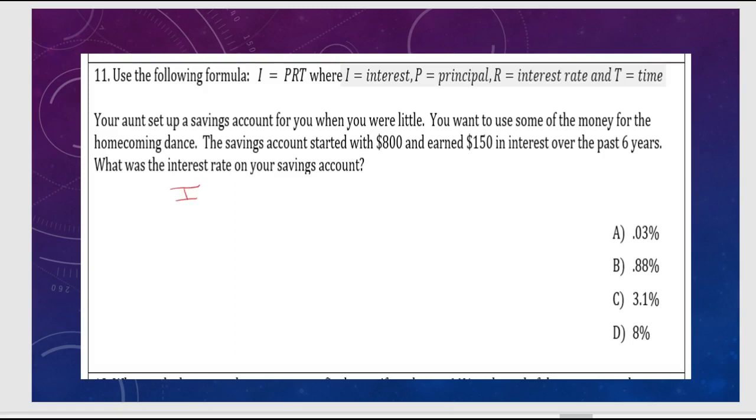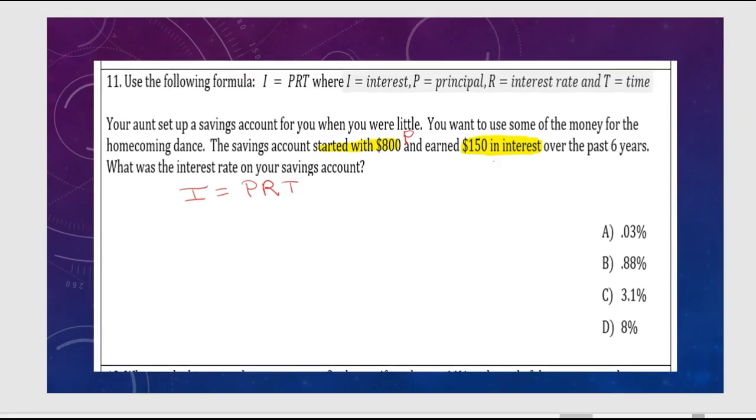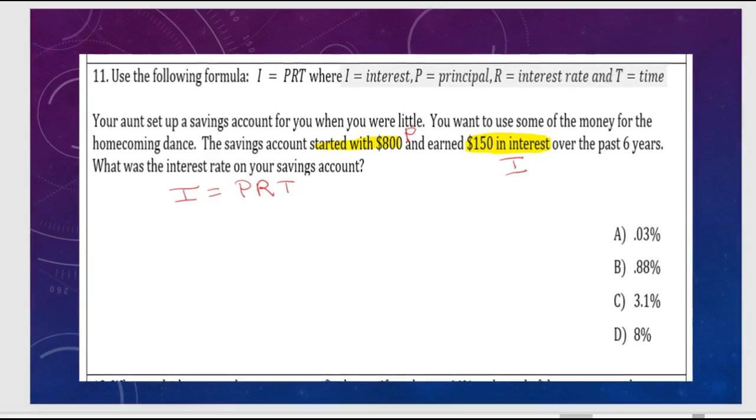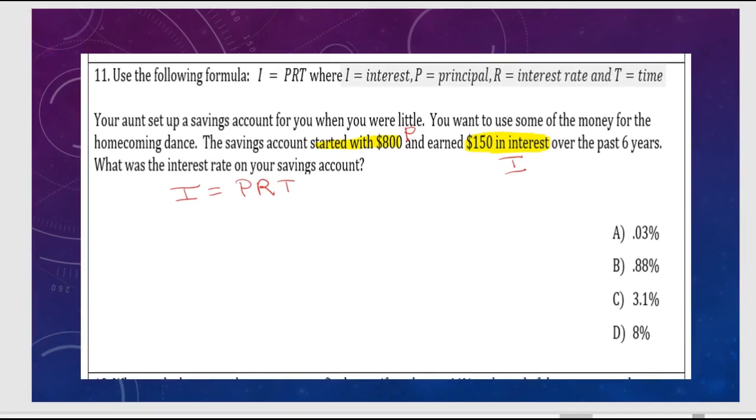So I equals PRT, and let's see what we have. Your aunt set up a savings account for you when you were little. You want to use some money for the homecoming dance. The savings account started with $800. So the starting amount of a savings account is P, the principal. It earned $150 in interest, so we know P, we also know I, and then the last thing we know is that it's been in there for 6 years, so we know T. And it looks like we're solving for R.